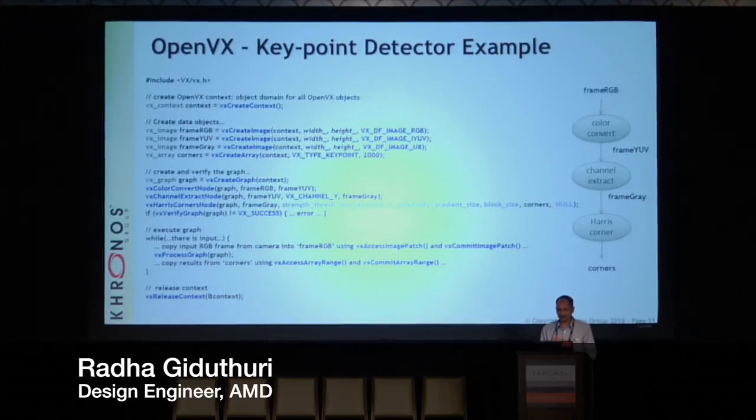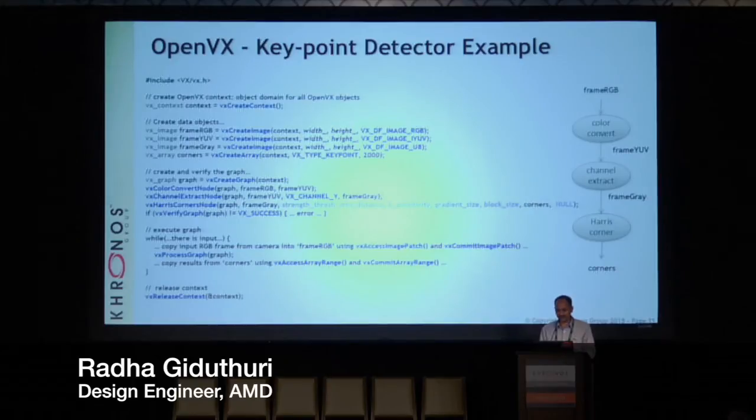You see, before it calls the process graph, it is trying to copy the RGB image into the image object, and it uses the function calls called VX access patch and commit patch. When you do access patch, you get a pointer in the host address space, and now the image can be copied from the RGB image into the host, and then you say commit patch, now you're giving the control back to the host. Underneath, the framework will take care of copying the buffers to wherever the underlying hardware can access the data.